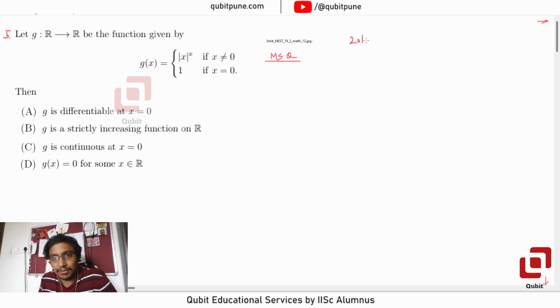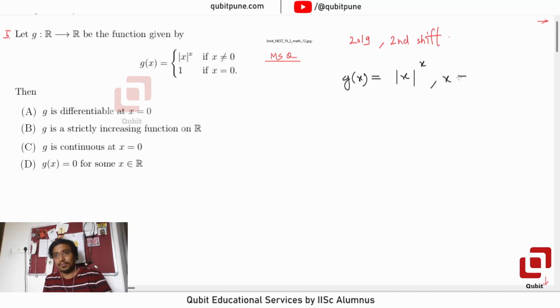This appeared in 2019, second shift. So let us write down the function again. g of x is equal to mod x raised to x if x is not equal to 0. So which option are you looking for to start with?